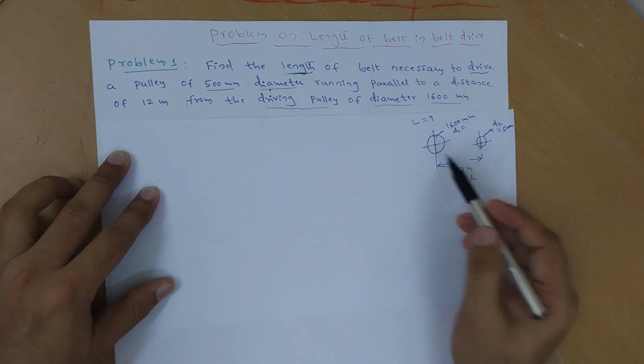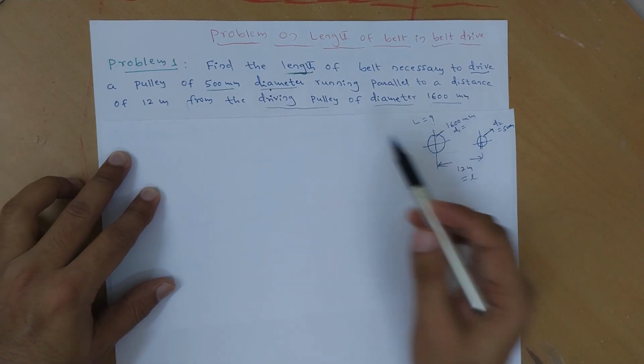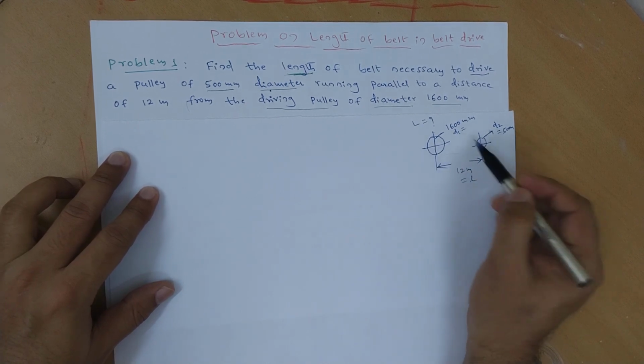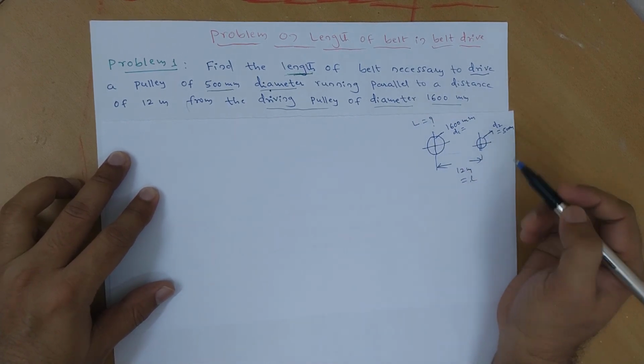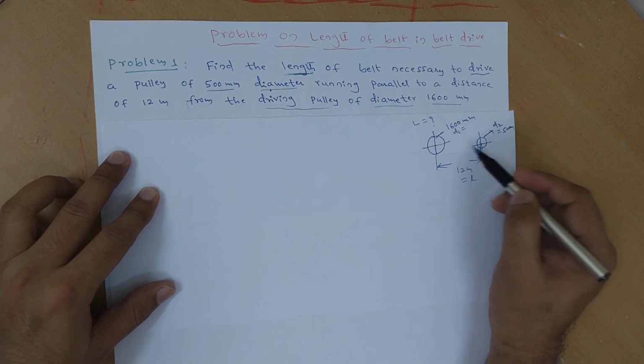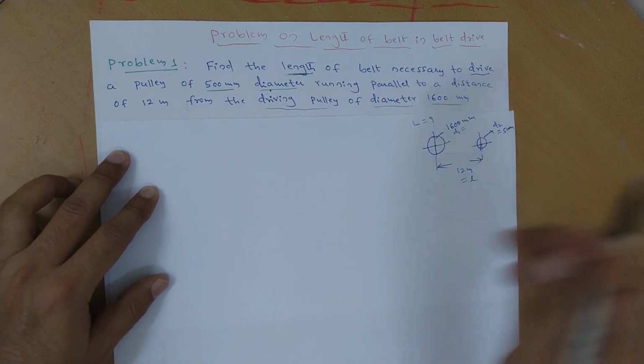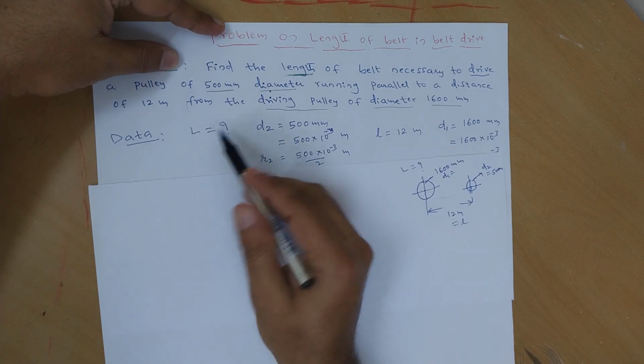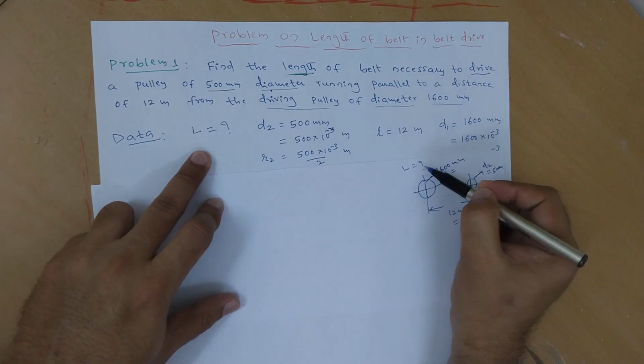But in the problem, it is not given whether it is an open belt drive or a cross belt drive. So we will find the length for both. Then we will compare the difference in the length we get in both drives. First, we'll go through the data.